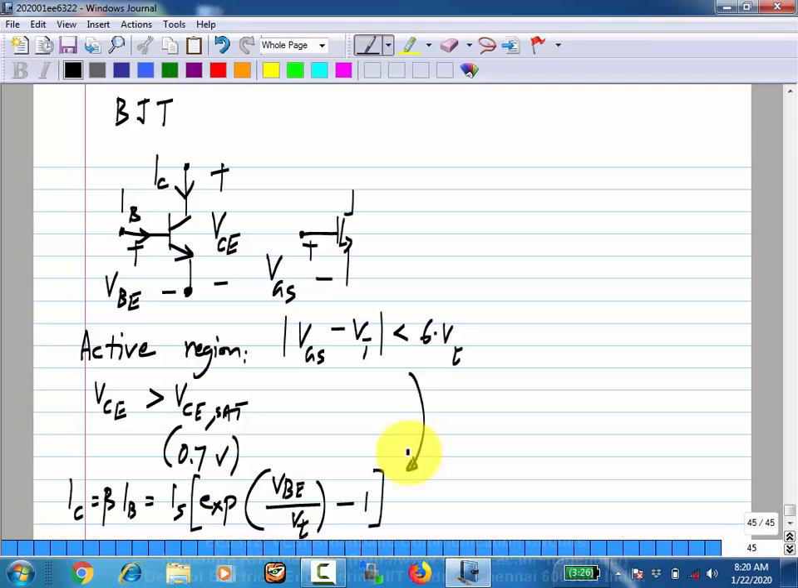So the current varies exponentially with VGS instead of being this square law. This square law happens only when VGS minus VT is sufficiently large, and sufficiently large is basically more than 6 times the thermal voltage. How much is the thermal voltage? 25 millivolts. So about VGS minus VT more than 150 millivolts or so, it will be in strong inversion.